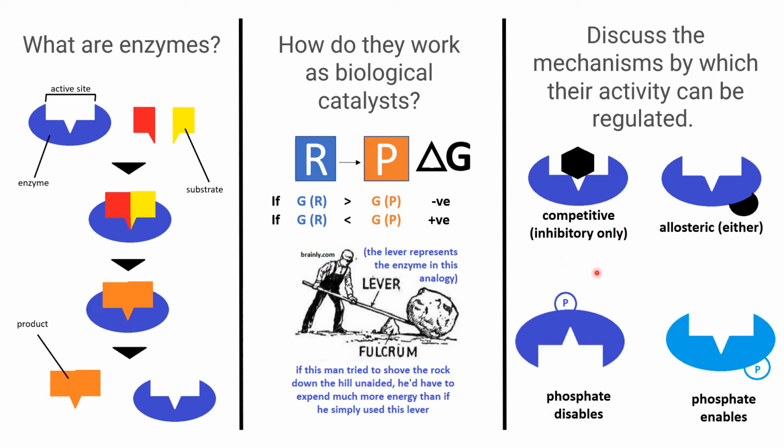First, competitive regulatory molecules. They attach to the active site of the enzyme, effectively blocking substrate from entering the active site. As a result, they can by nature only be inhibitory. They can't really do much else. Allosteric regulatory molecules, on the other hand, are more flexible in what they can be, in that they can be inhibitory or excitatory. They bind to the enzyme somewhere other than the active site, changing the shape of the enzyme as a whole. This can make the enzyme either more or less effective at its work.